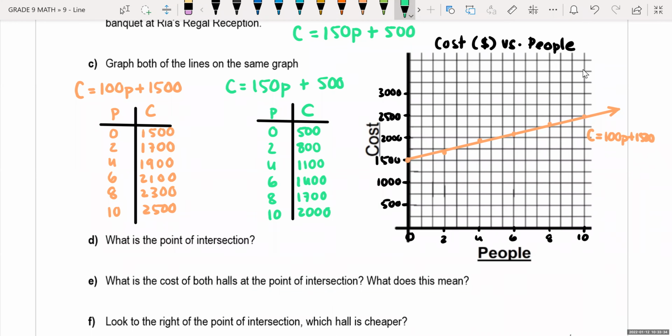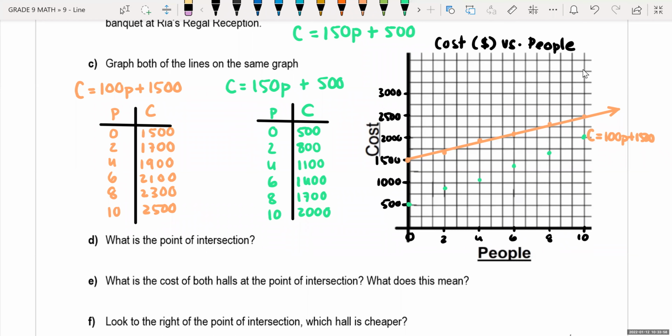So this time, this banquet hall starts off a little cheaper. Then we have 2 and 800, which is going to be there. 4 and 1100, which is there. 6 and 1400, which is approximately there. 8 and 1700, which would be about there. And 10 and 2000, which would be right about there.